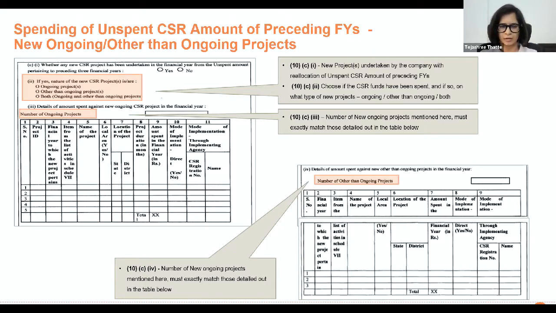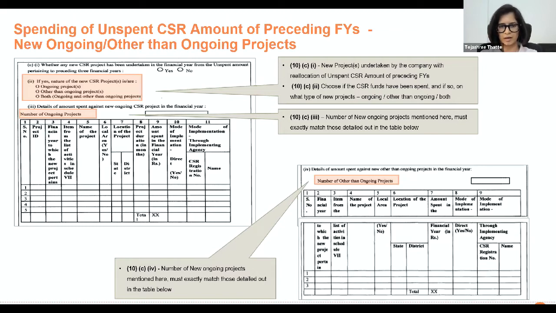These are the 2 tables on the screen right now, which are seeking the details of such new ongoing or other than ongoing projects. The details required in these tables are very similar to what we have been used to filing in the MCA report. And you can have a look at these columns in the slide for your information. I would just like to mention one point in the right-hand side table, which is the table for new other than ongoing projects. It's similar to the table on the left-hand side.